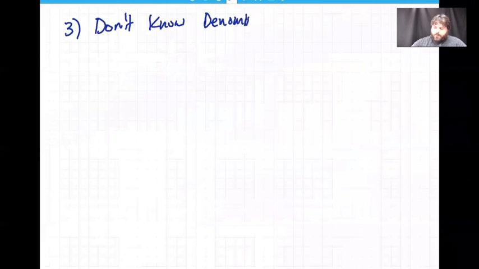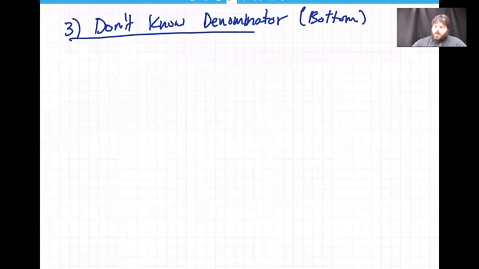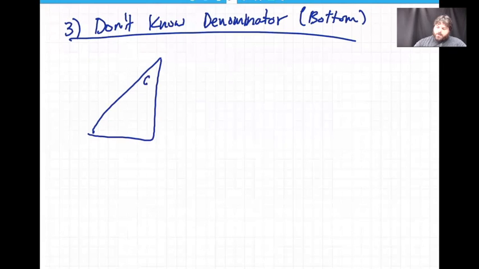Okay, third case, if you don't know the denominator. Remember, that's the bottom. So for an example, let's say theta's up here this time, and it's 60 degrees. And I know that this is 98 inches. The question is, how tall is this thing?